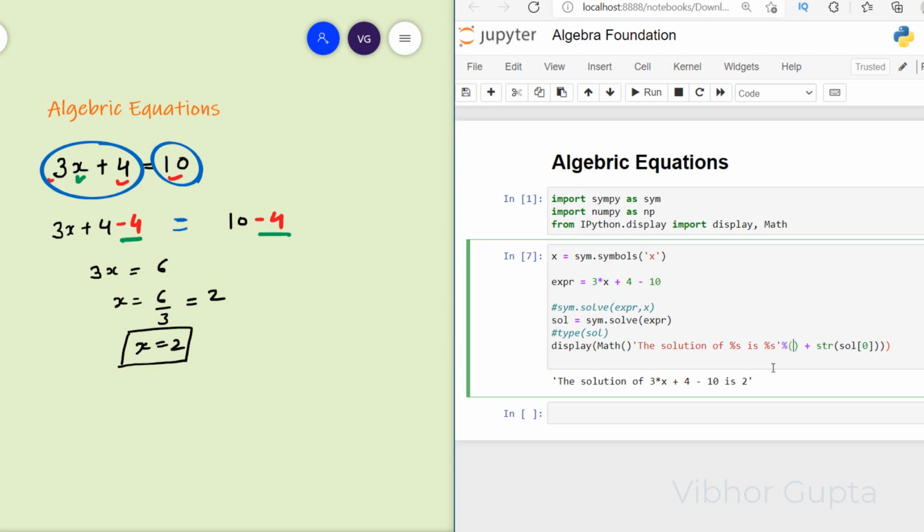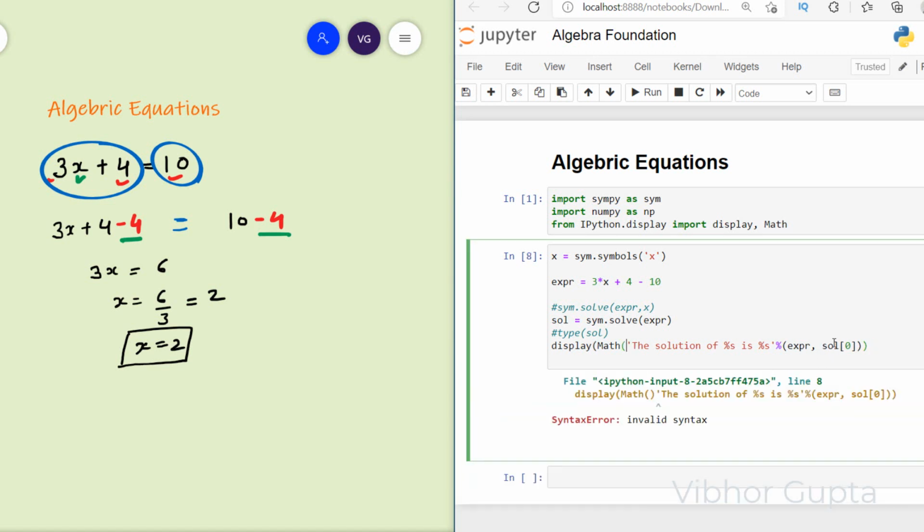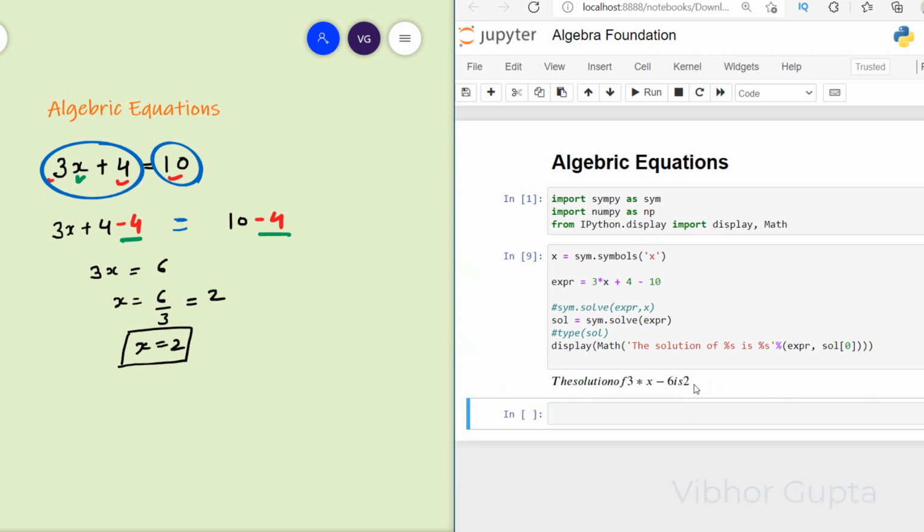Now the first %s would be replaced with the expression, and the second would be replaced with the solution, right? Now let's run it. We need to correct the parentheses. Now you see that we got the output but in a different format. So let's use the LaTeX coding now.